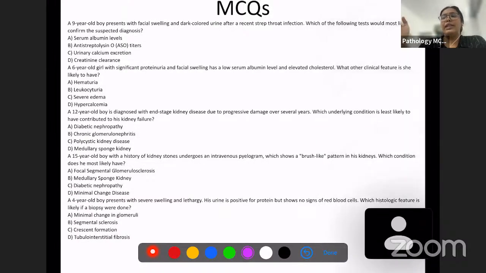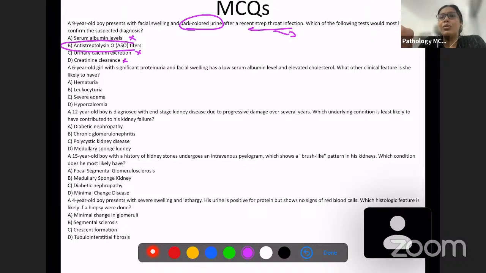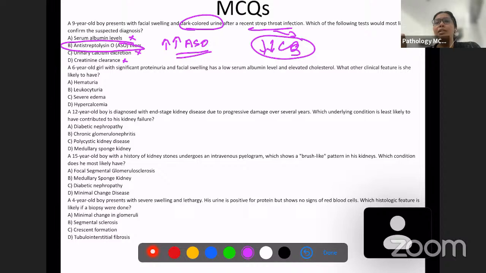Now let's see the next question. A 9-year-old boy presents with facial swelling and dark colored urine. Recent strep infection. At this point, you can answer this very easily. So which of the tests would most likely confirm the suspected diagnosis? Serum albumin level, not going to help. Urinary calcium, not going to help. No. ASO titers will be elevated, as I said, in post-streptococcal glomerulonephritis. And you will have decreased C3 levels also, complement 3 levels also. So these two tests can help.